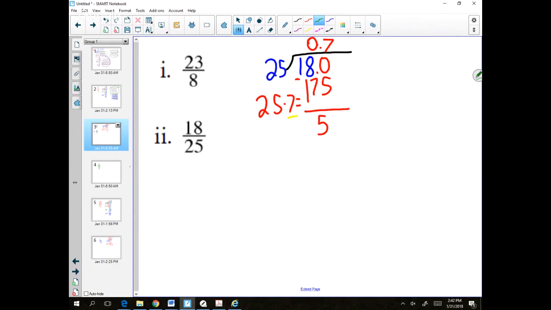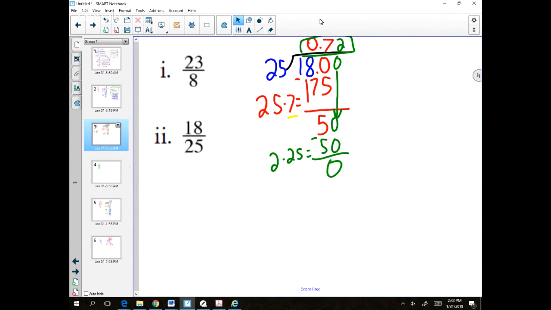I don't want a leftover. So what do I have to add and bring down then if I don't want a leftover? A 0. Another 0. Now that becomes 50. Now I should know how many times 25 goes into 50. 2. 2 times 25 is 50 exactly. I subtract those, I get 0. There's my answer.